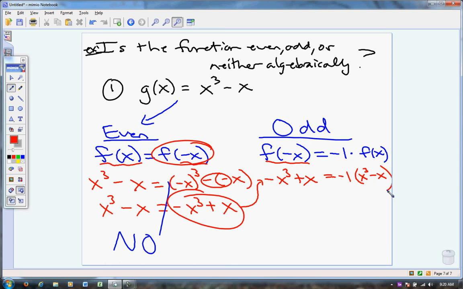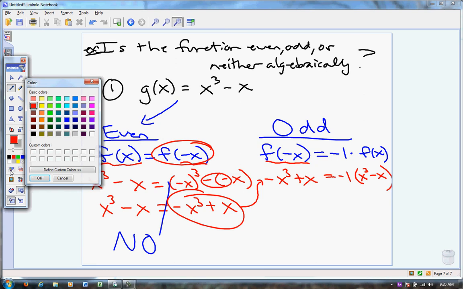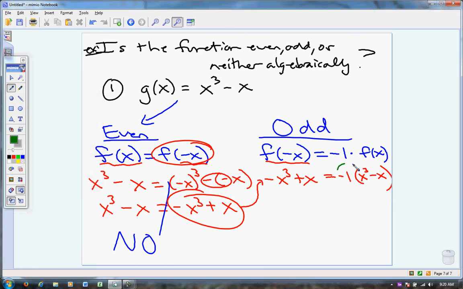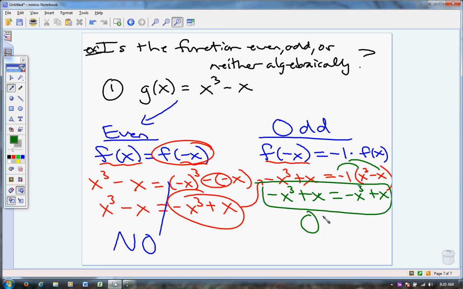In parentheses. Notice how I put it in parentheses. People mess that up because they don't do distributive property right. So when I do distributive property, negative 1 times this, negative 1 times this, I get negative x cubed plus x. Is the left side equal to the right? Huh? Aren't they the same? These two are the same. So this function is odd.